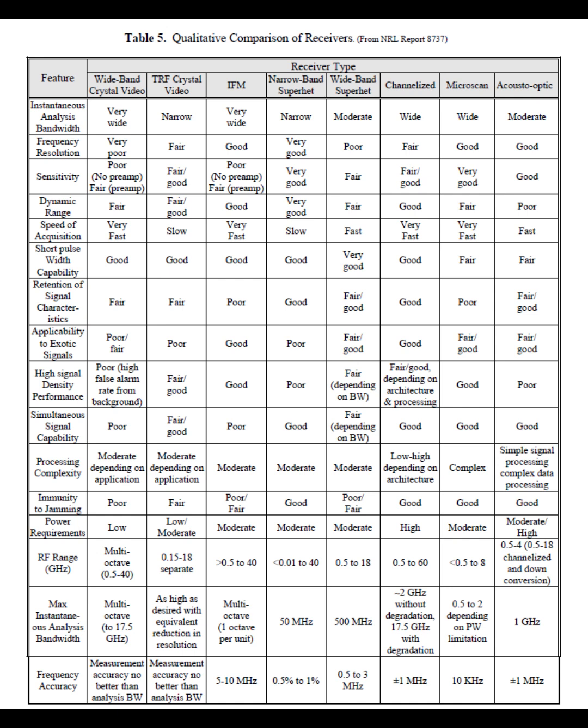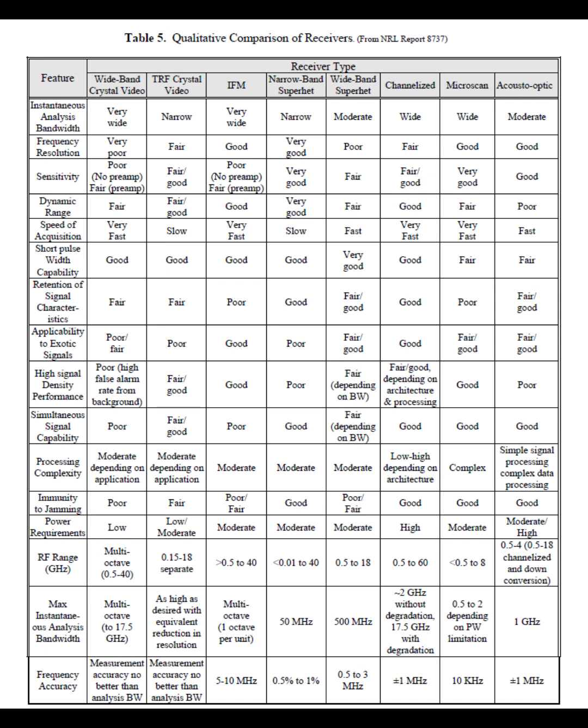Wideband crystal video, IFM, and channelized receivers have the widest bandwidth. TRF crystal video and narrowband superhet receivers have the narrowest bandwidth. Frequency resolution. This is the ability to distinguish between closely spaced frequencies. IFM, narrowband superhet, and microscan receivers are the best at this. Wideband crystal video receivers are the poorest.